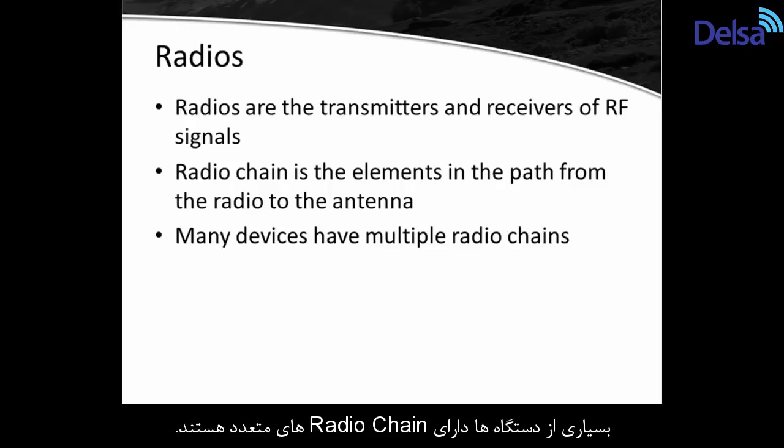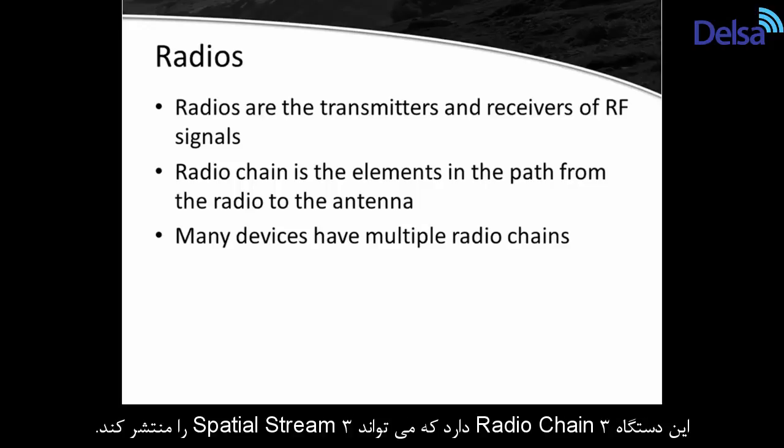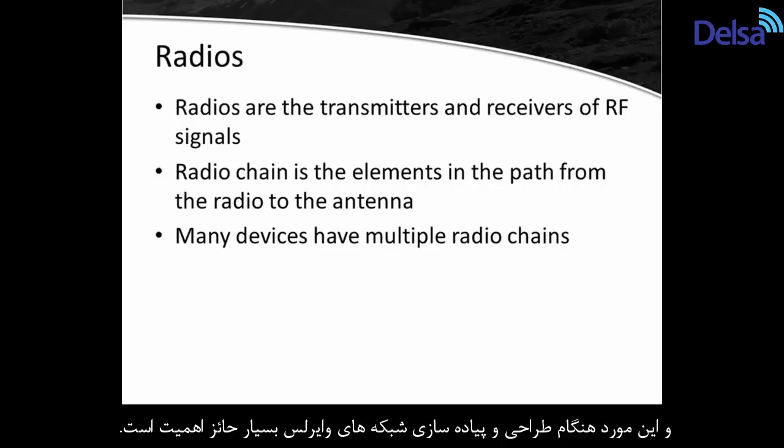Now, many devices have multiple radio chains. So when you see 3 by 3 by 3, that means there are 3 radio chains and we can send out 3 spatial streams. And this is an important thing to consider when you're implementing modern wireless LANs.